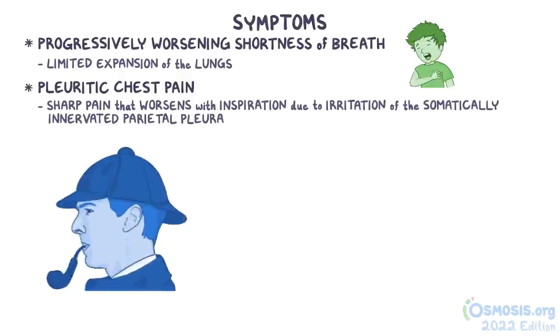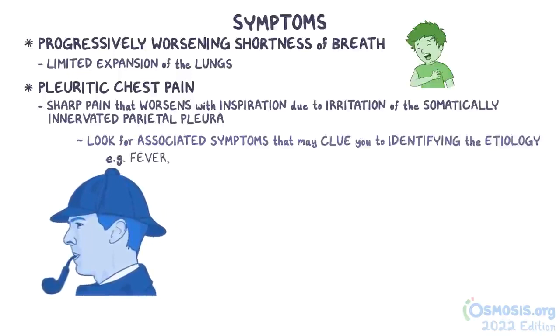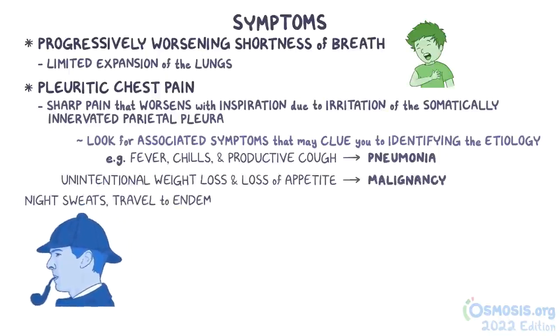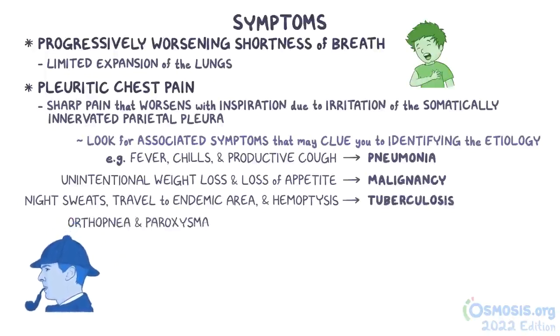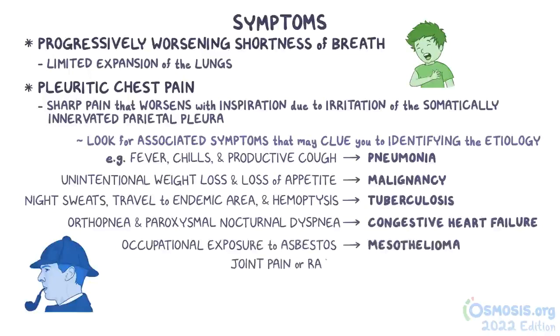However, like in the style of Sherlock Holmes, you should look for associated symptoms that may clue you to identifying the potential etiology. For example, fever, chills, and a productive cough may indicate pneumonia. Unintentional weight loss and loss of appetite may indicate a malignancy. Night sweats, travel to an endemic area, and hemoptysis can indicate tuberculosis. Orthopnea and paroxysmal nocturnal dyspnea can indicate congestive heart failure. History of occupational exposure to asbestos may point towards mesothelioma. Joint pain or a rash can indicate autoimmune disease, and so on.